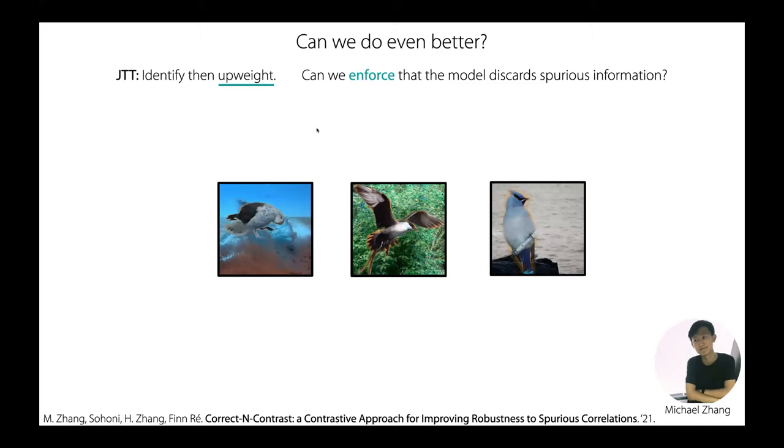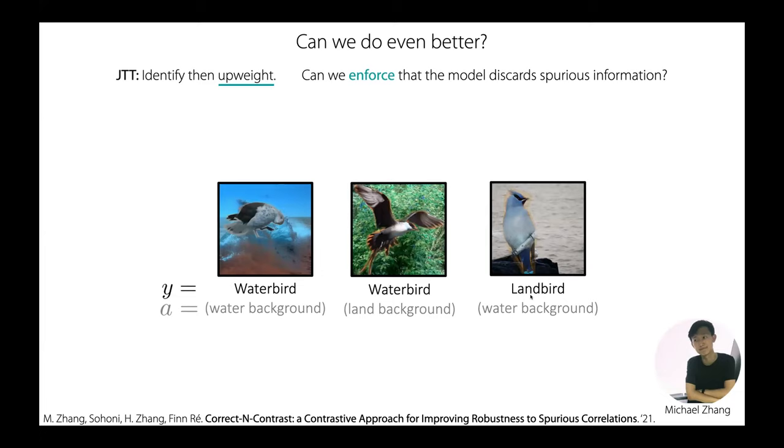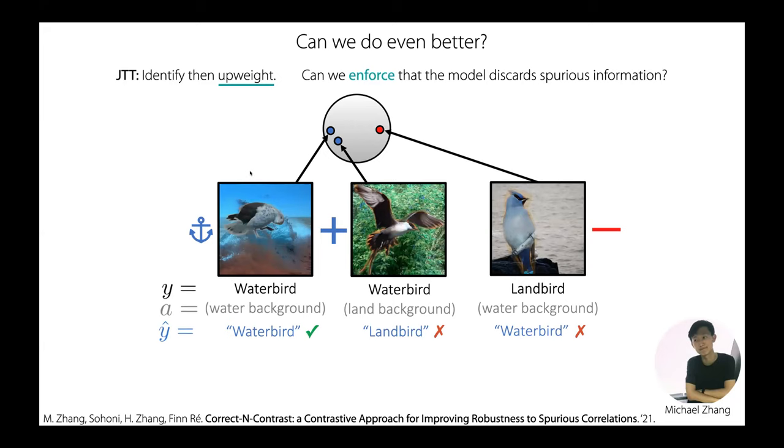And so what we're going to do is take data points in our data set. We know the label for each of these data points because they're in the training data set. We don't know the spurious attribute, but we can infer whether the attribute is spuriously correlated or not by using a trained ERM model. And then we will encourage the model to learn a representation that has a similar representation for items with the same label but different spurious attributes, and push apart the representation of examples with different labels and the same spurious attribute as the anchor example.